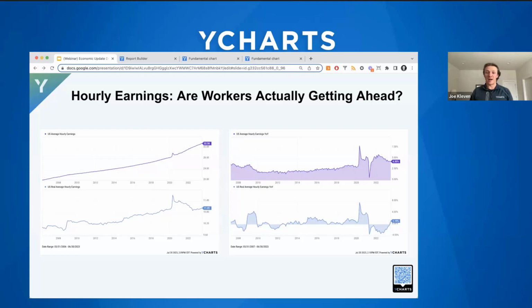Great points all around, Tom. And just to note that real figure is only matching about February 2020 levels. So a little bit more than 3 years of lag in terms of gains for real average hourly earnings.